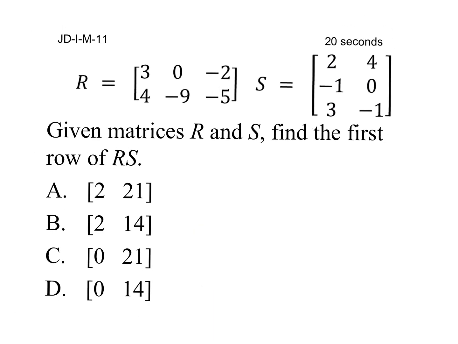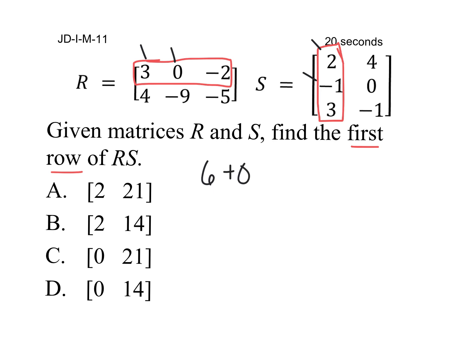Number 11, we have these two matrices and they want us to find the first row of RS. So RS means we're multiplying R times S. They just want us to find the first row. So the first row, we're going to take this row times this column. So starting out, we got 3 times 2 is 6. 0 times negative 1 is 0. Negative 2 times 3 is negative 6.